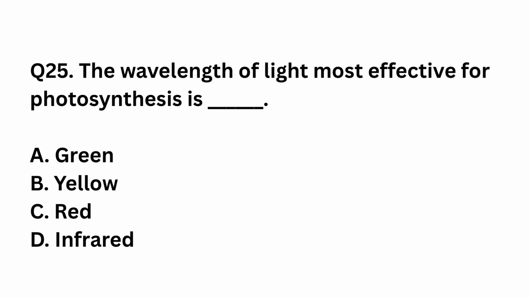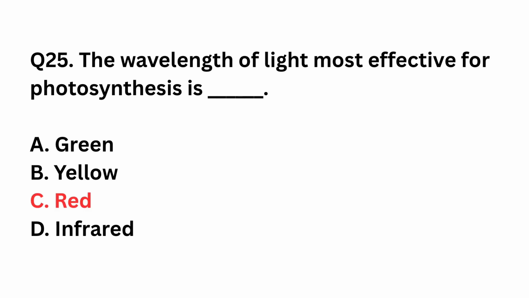Question number 25. The wavelength of light most effective for photosynthesis is dash: green, yellow, red, infrared. The right answer is option C, red. Red light is highly effective because chlorophyll absorbs it efficiently.